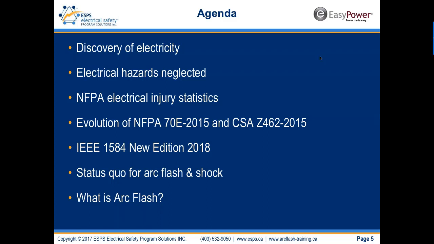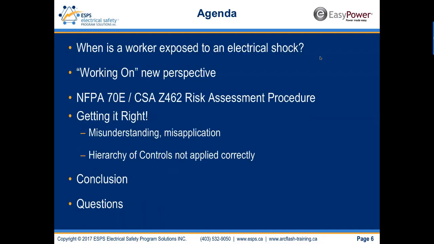Sort of the status quo for arc flash and shock, some of my perspectives on what these hazards are, how they're being identified or incorrectly identified, specifically arcing fault and arc flash. Again, a bit of review of what is an arc flash and when is a worker exposed to electric shock, working on a new perspective, just some of my ideas that the definition should be expanded a little bit.